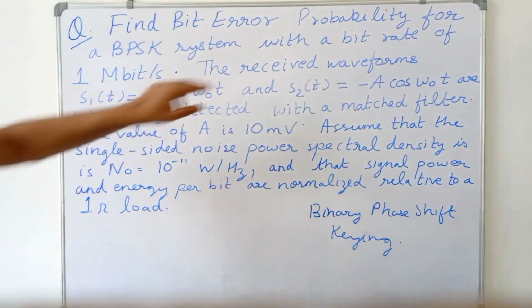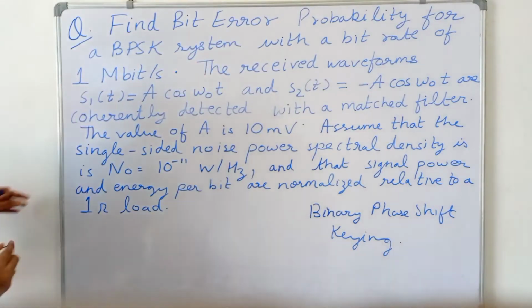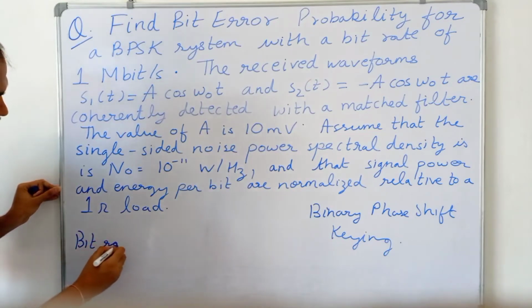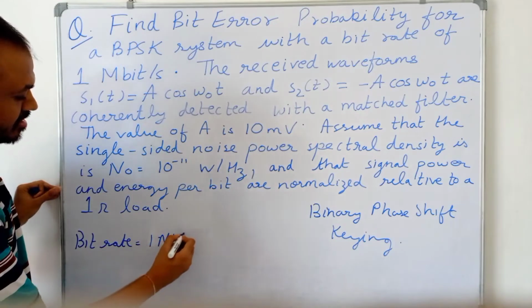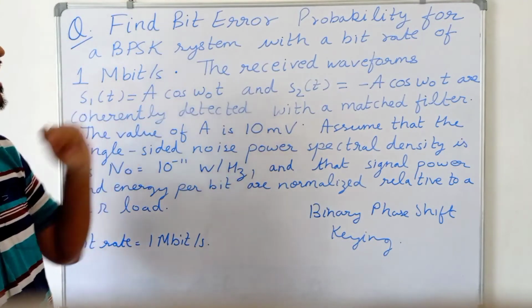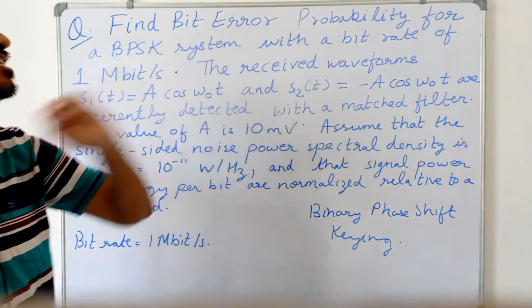It is given that it has a bit rate of 1 megabit per second. Then it says that the received waveforms are S1(t) equal to A cos(omega naught t) and S2(t) equal to minus A cos(omega naught t). And these are coherently detected with a matched filter.